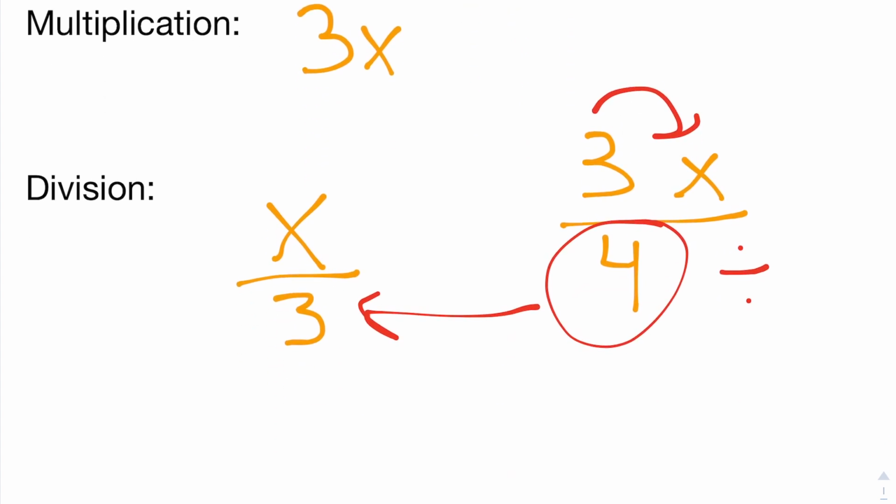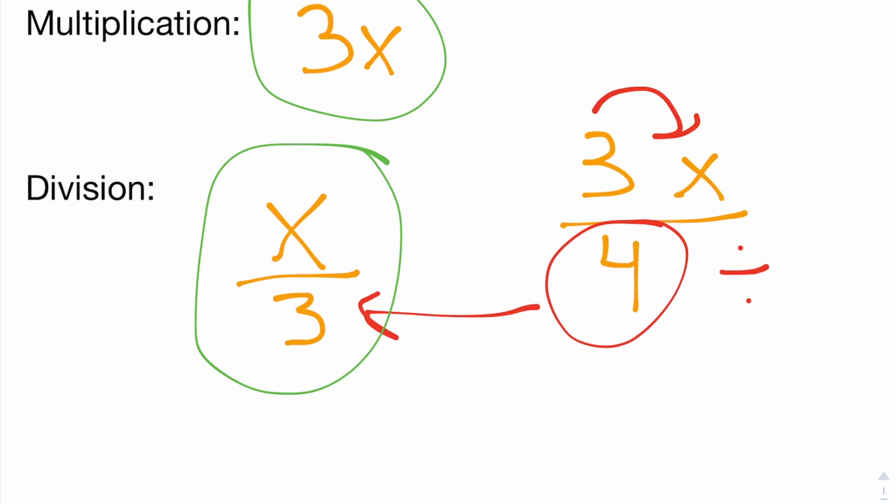I'm going to remember that multiplication is always shown as 3x. Division is always shown with a number under a letter. And then sometimes I'm going to have both a multiply and a divide, but I just need to remember that that bottom number means that I am dividing, and that my top number means that I am multiplying.